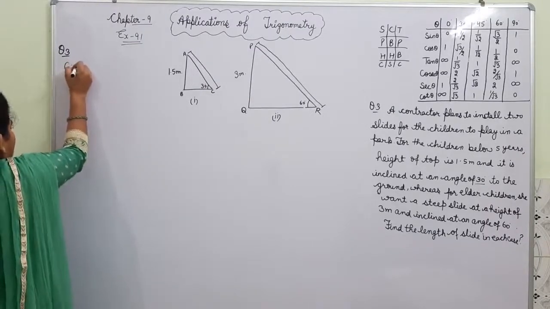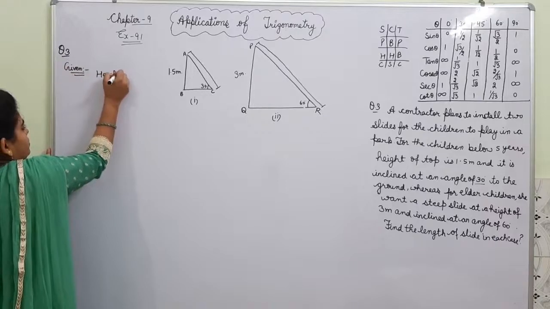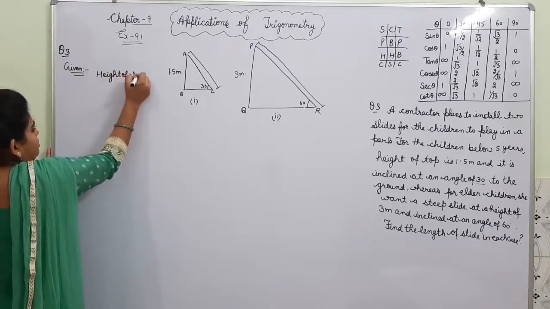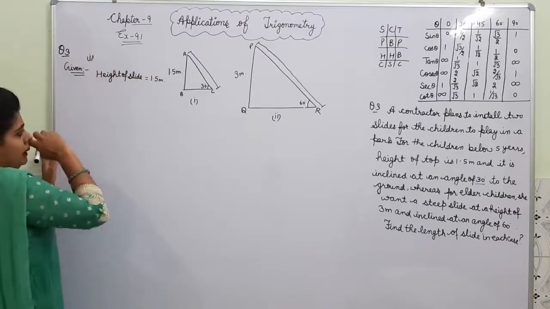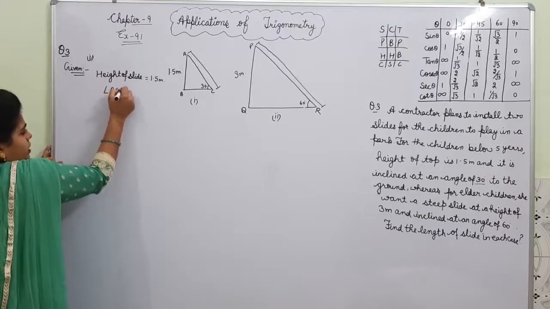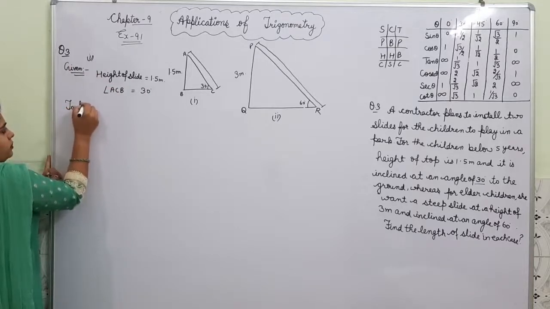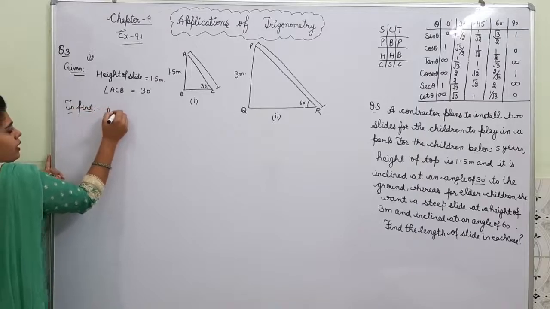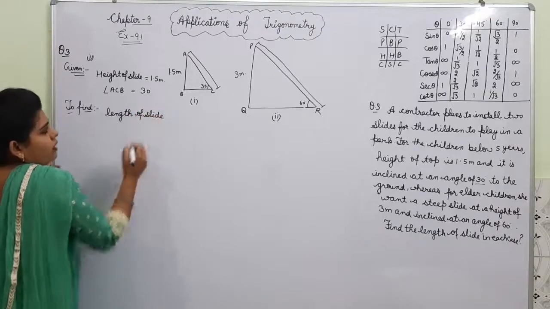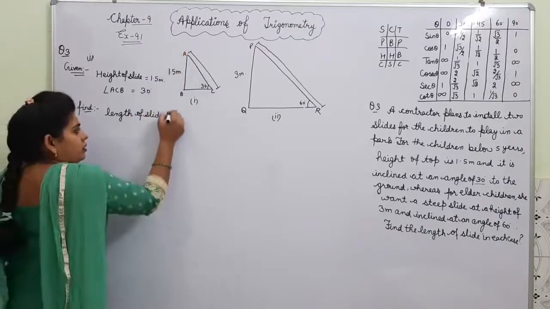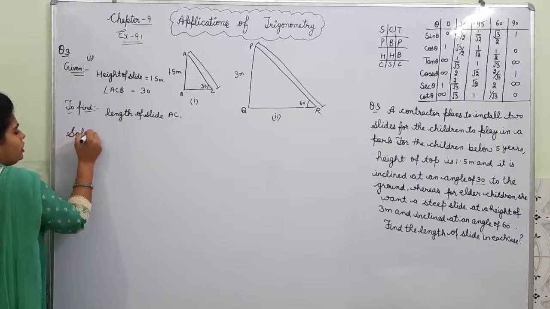Now, what is given? Height of the slide is 1.5 meter, like it is in the first part, and angle ACB is equal to 30 degree. Now, what we have to find? Length of the slide. Here, the length of the slide is AC. We have to find this AC. Now, come to its solution part.